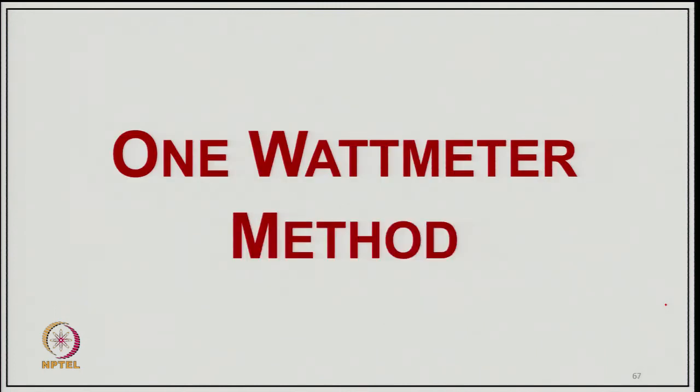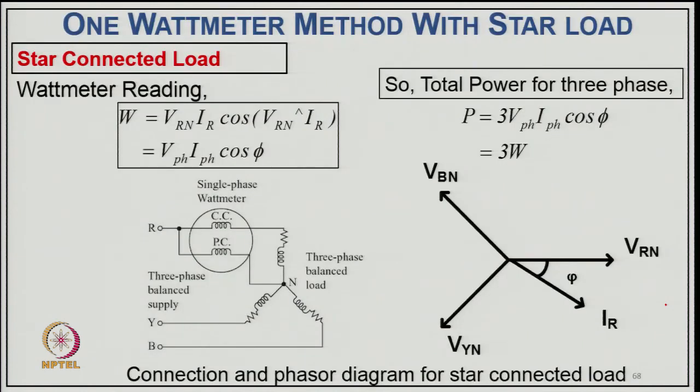Coming to the first, the 1 wattmeter method, to make a 3-phase power measurement. The wattmeter is connected like a per phase, in the sense the current coil is connected in series with one phase load, and the pressure coil is connected between neutral and one particular phase in a 3-phase balanced supply with a connected balanced load. Here the wattmeter reading will be VRN into IR into cos of the angle between VRN and IR, that is V phase I phase cos phi. And when you want the total power for 3-phase, P will equal 3 V phase I phase cos phi, equal to 3 W, that is per phase power.